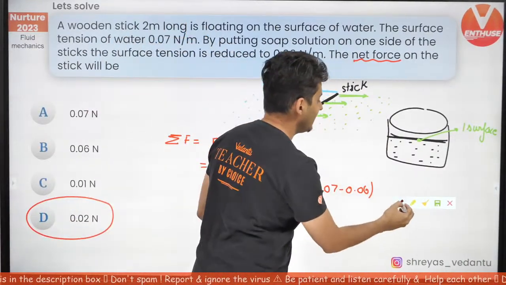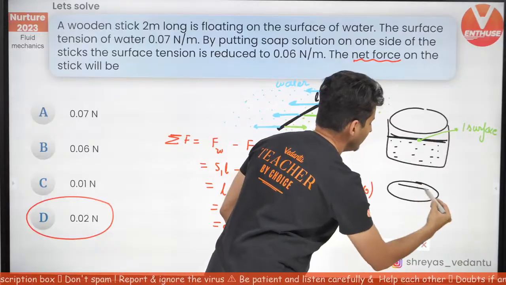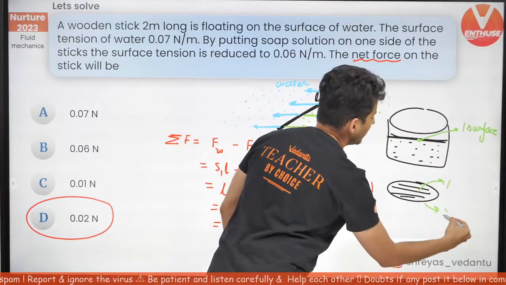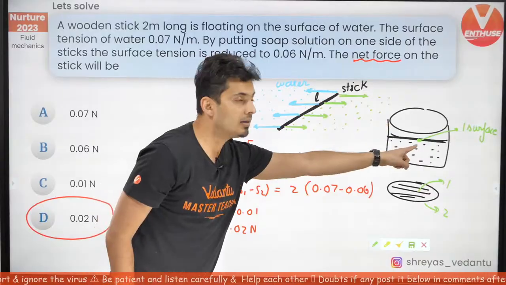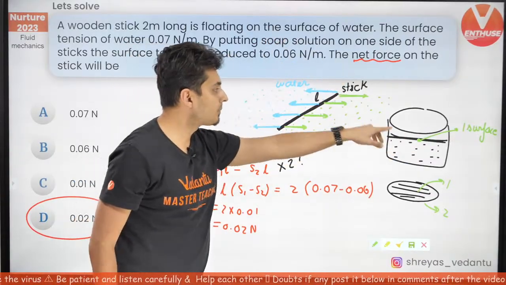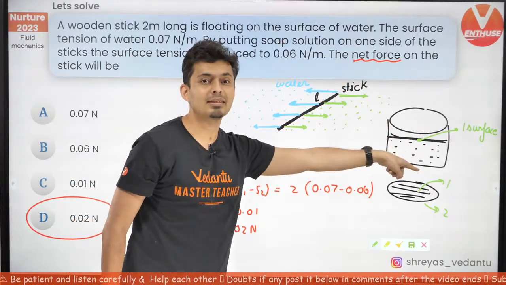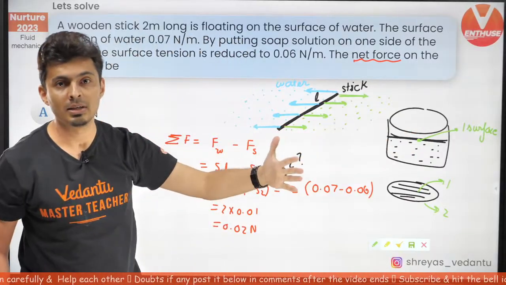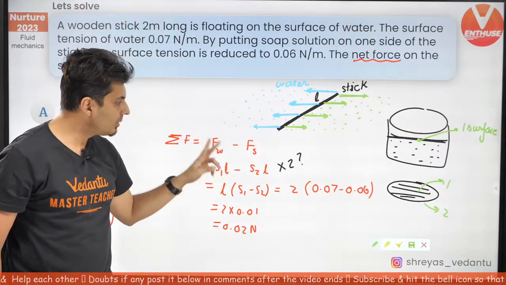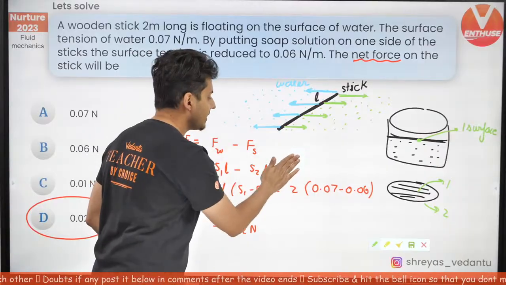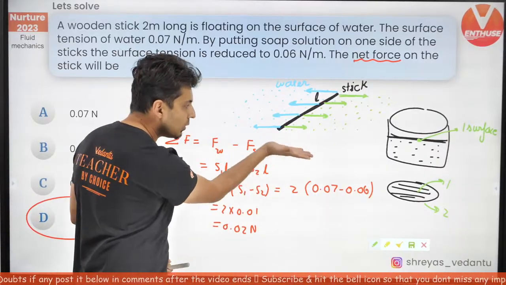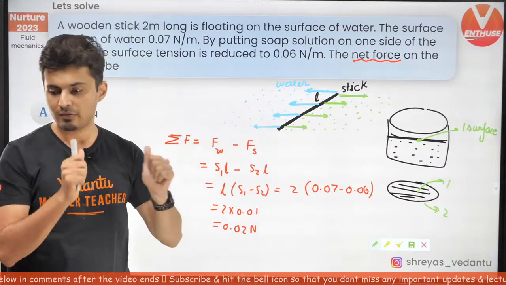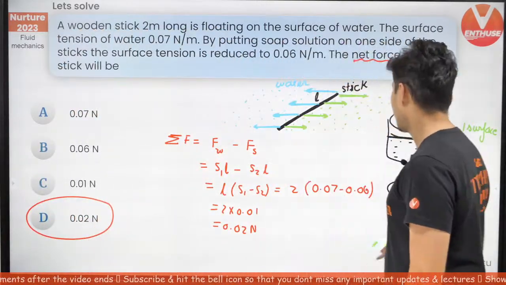But the moment you have a film, then you have 1 and 2 surfaces. Here in this problem, the situation was somewhat like this. The stick was on the water surface, not on a film. If it was a film, then it will be 2. But the film is not there, it's just a liquid surface, there is water below. Hence, that into 2 is not there. Very good. That's what you need to understand.